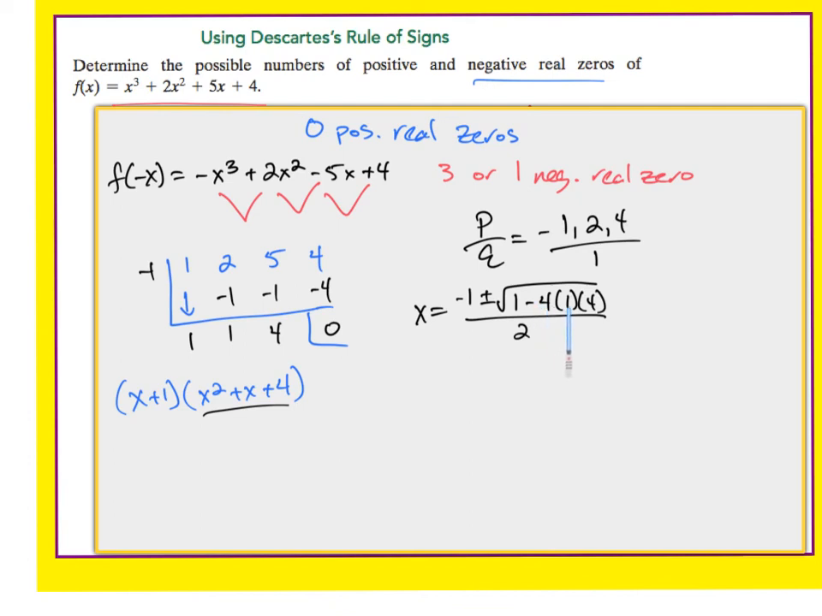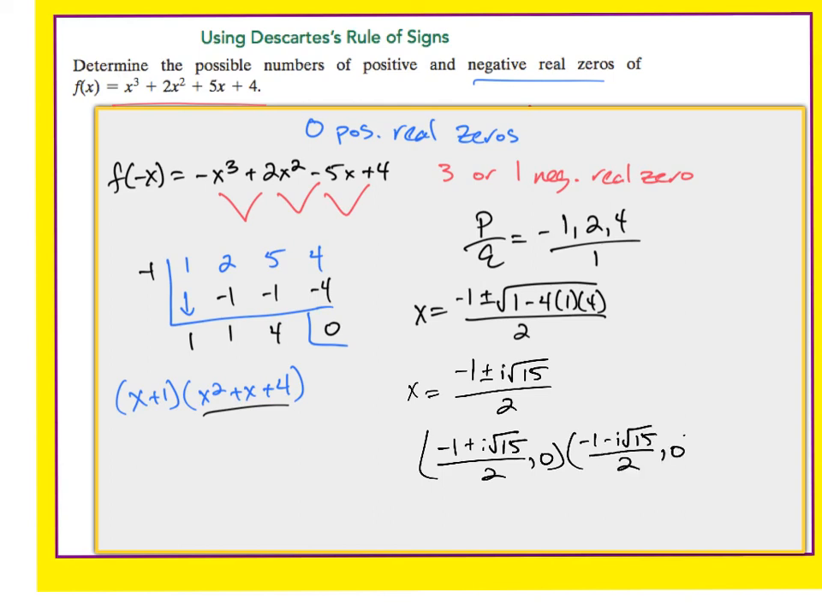So 4 times 1 times 4 is 16. 1 minus 16 is negative 15. So what's going to come out? An i. So now I have negative 1 plus or minus i square root 15 all over 2. Now I'm going to make you go one more step further. So then I need to split that up into 2. So now I have negative 1 plus i square root 15 over 2, comma 0. And I have negative 1 minus i square root 15 over 2, comma 0.